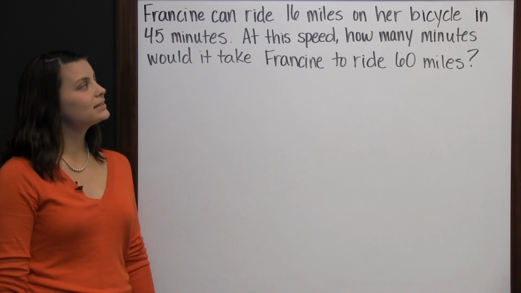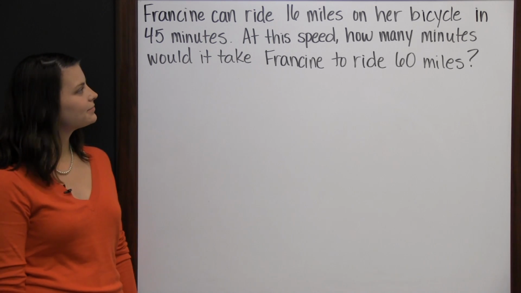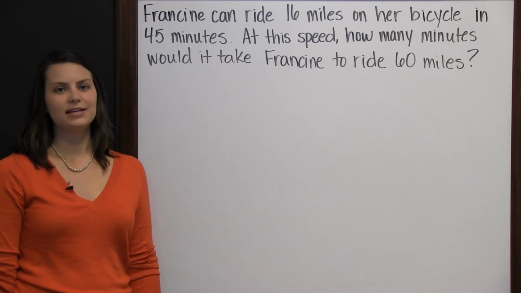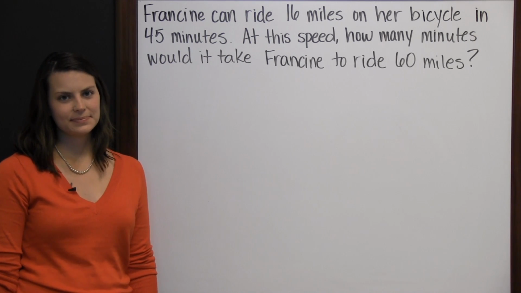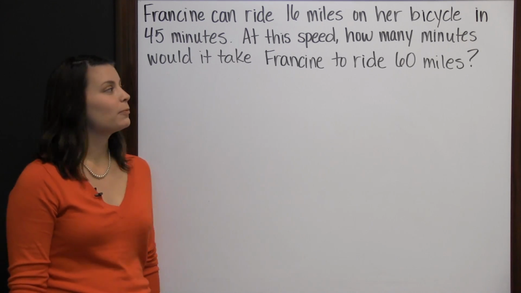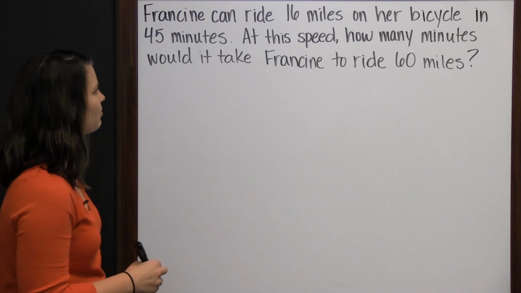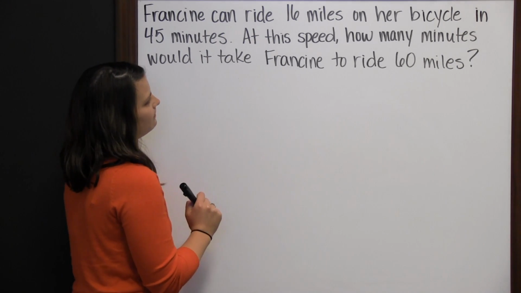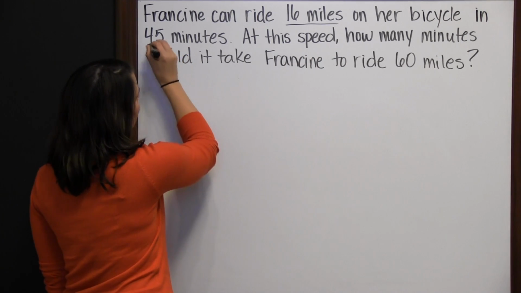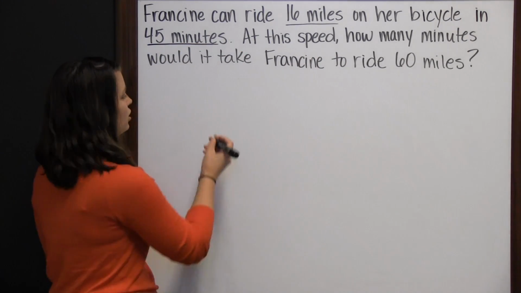Francine can ride 16 miles on her bicycle in 45 minutes. At this speed, how many minutes would it take Francine to ride 60 miles? This problem is a good candidate for using a proportion to solve. There's more than one way to solve it, but I like proportion, so I'm going to use a proportion. First, I know that Francine can go 16 miles in 45 minutes. That's going to be my first ratio.